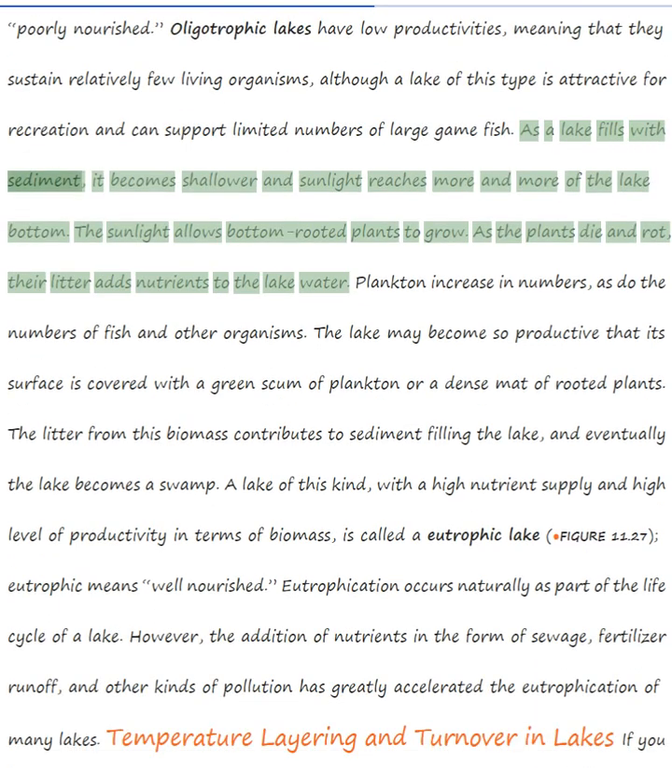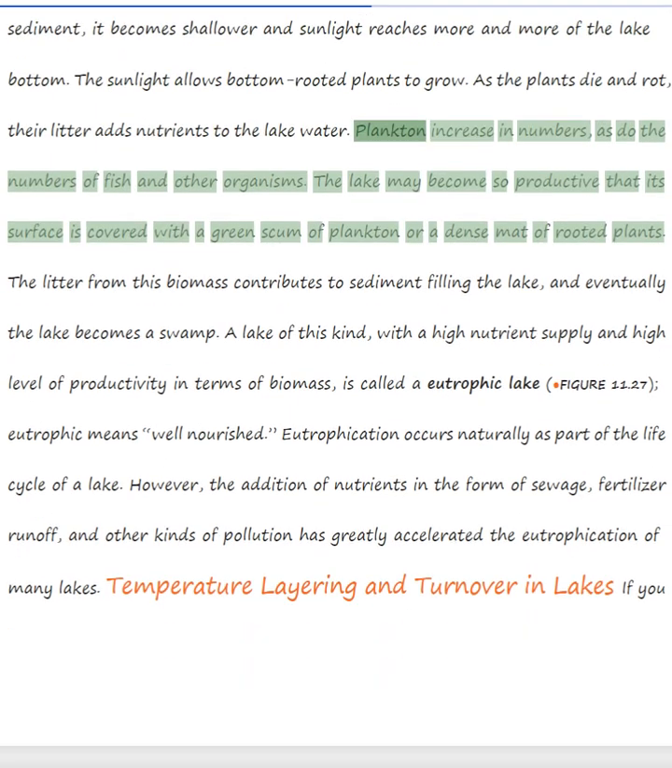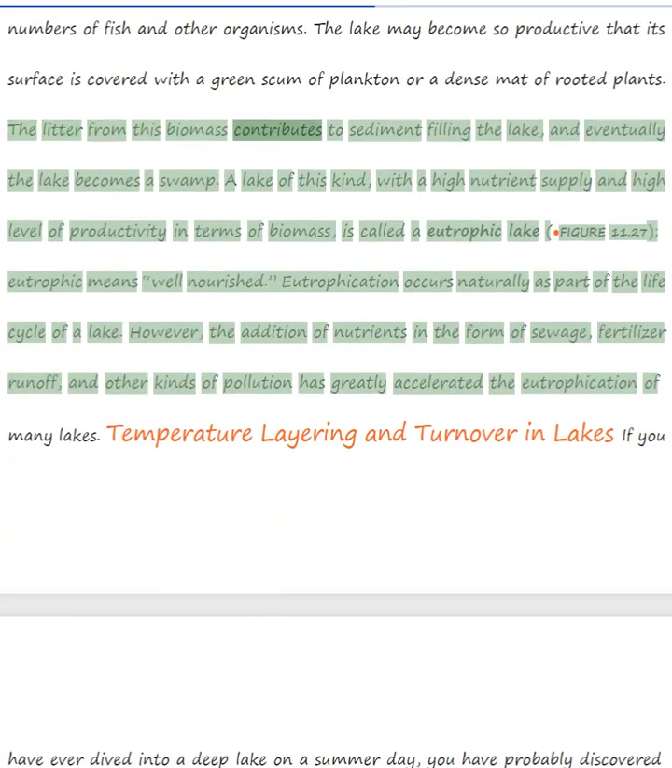As a lake fills with sediment, it becomes shallower and sunlight reaches more and more of the lake bottom. The sunlight allows bottom-rooted plants to grow. As the plants die and rot, their litter adds nutrients to the lake water. Plankton increase in numbers, as do the numbers of fish and other organisms. The lake may become so productive that its surface is covered with a green scum of plankton or a dense mat of rooted plants. The litter from this biomass contributes to sediment filling the lake, and eventually the lake becomes a swamp.